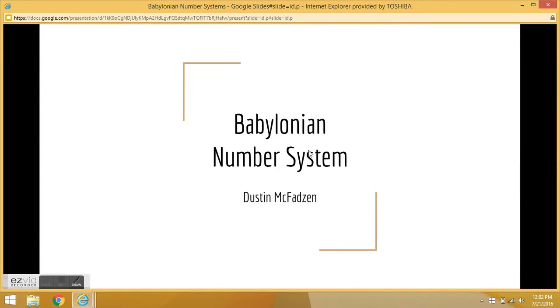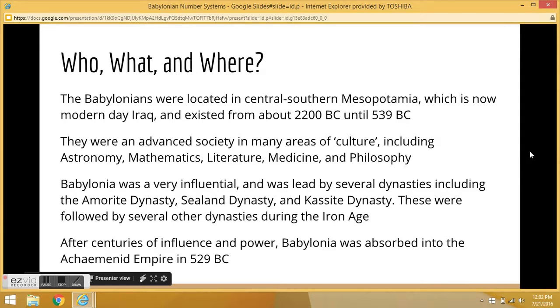The Babylonians were located in central southern Mesopotamia, which is now modern-day Iraq, and existed from about 2200 BC until 539 BC. They were an advanced society in many areas of culture, including astronomy, mathematics, literature, medicine, and philosophy. Babylonia was very influential and was led by several dynasties, including the Amorite dynasty, Sealand dynasty, and the Kassite dynasty.